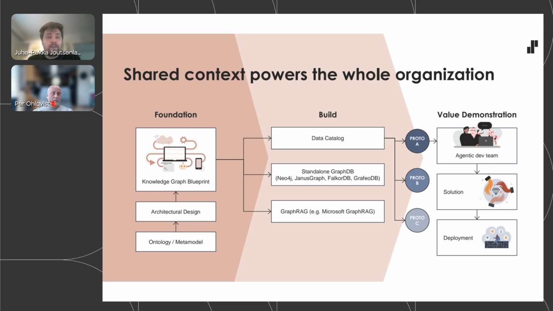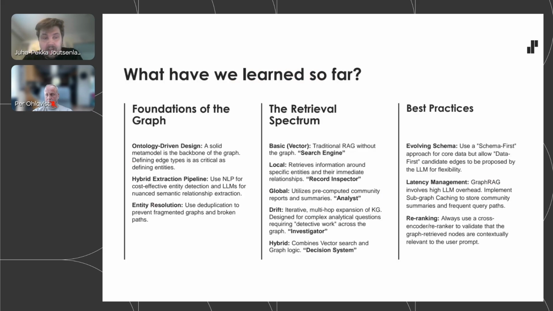And then after we have this graph created, what we should do is connect that knowledge graph into our agentic development to demonstrate and try out the value. Is this something that is providing value for our AI use cases or not? And does it improve the AI accuracy? And here are some of the learnings we have gathered so far.